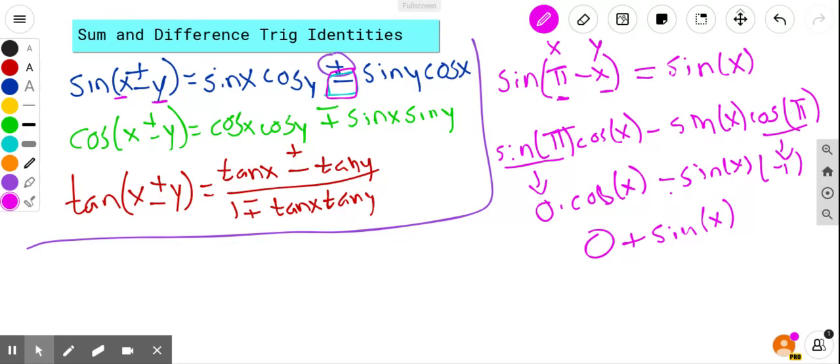Now that's really quick, and that's all you really have to do with these. Whenever you have an angle, just plug it in and evaluate it. They tell you to multiply, so go ahead and multiply them out. And then add or subtract whatever you have left depending on the situation.